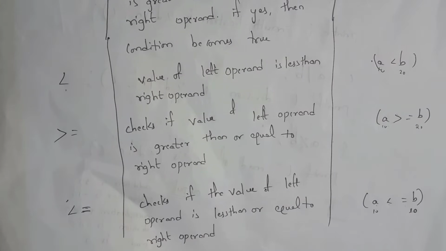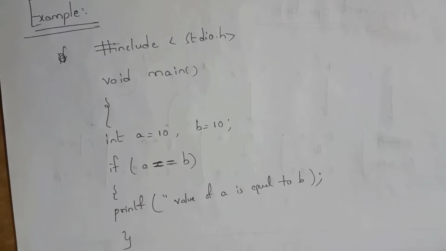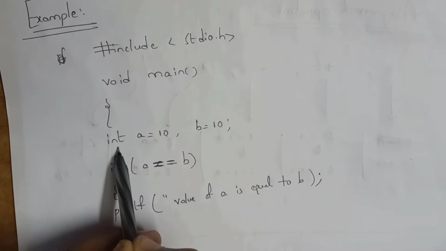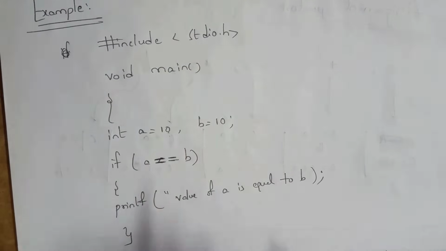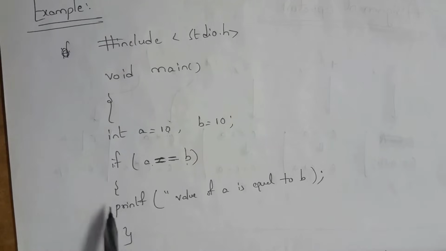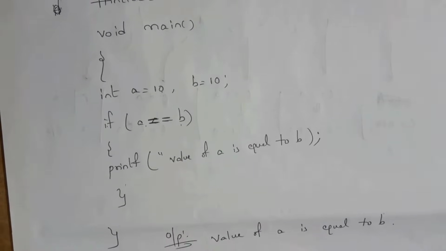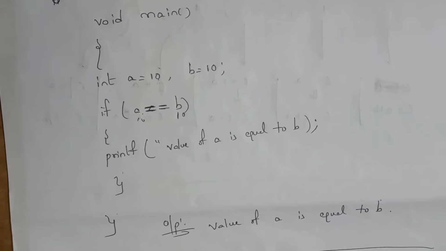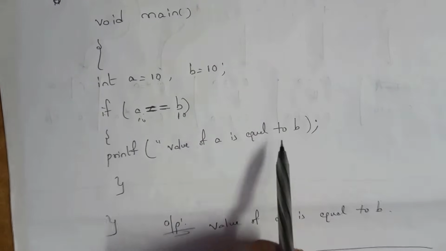Now I'll explain C program for various relational operators. First relational operator is equal to. Here at first I written a equal to 10. This 10 is integer type. So here I written data type as int and value of a is 10 and value of b is also 10. Here I given condition, that is if value of a is equal to b, then I should get output as value of a is equal to b. This is condition which I given. Here value of a is 10 and value of b is also 10. So this condition is satisfied. I will get output as value of a is equal to b.